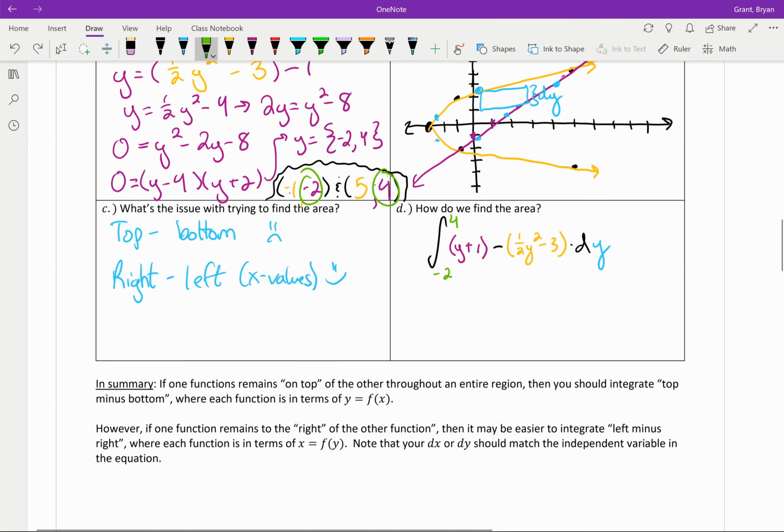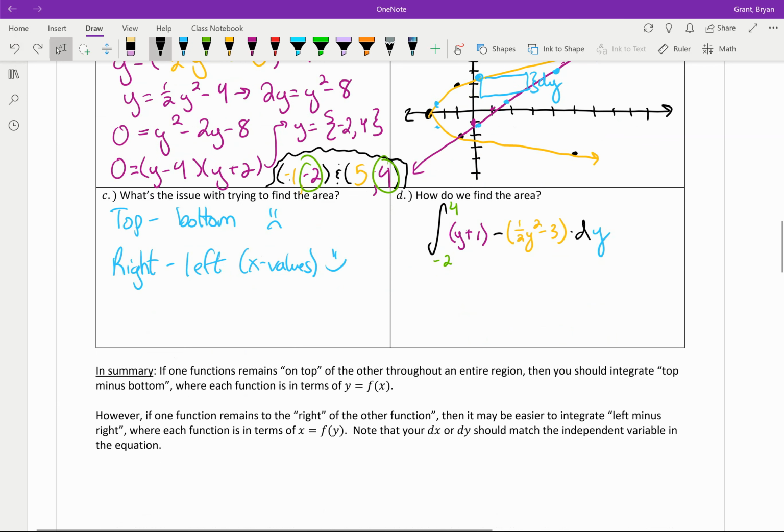Now, how do you find the area? We didn't actually find the area. We just set up an integral. We'll simplify it a little bit, but I'm not going to go too far. So -2 to 4, I'm going to distribute the negative and combine some like terms. So I'm getting -1/2 y squared, and then I have this positive y that was hanging out over here, and then I have 1 plus 3, which is going to give us 4.